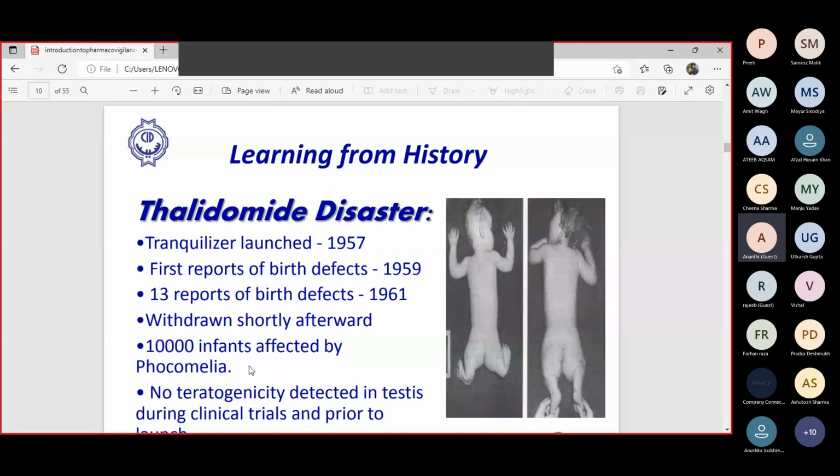So in preclinical studies, we administer the drug to pregnant animals to see whether the fetus is affected or not. This is for the betterment of human safety, because we can't directly enroll pregnant ladies in a clinical trial.